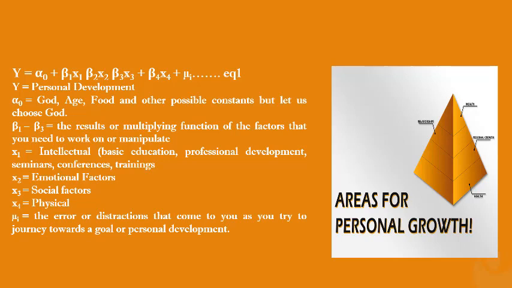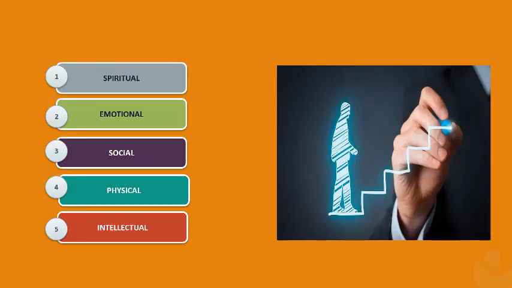Now, the beta 1 to beta 3 or beta 4 in this case are referred to as the multiplying function of the factors that we need to work on or manipulate. So now, moving further, I'm going to take the personal development factors. There are 5 basic personal development factors, which are spiritual, emotional, social, physical, and intellectual. These are factors that, by the time we try to meet and work on each of them, help us to move to the next stage of our personal development journey. And so these 5 factors, I have plugged into the regression equation.